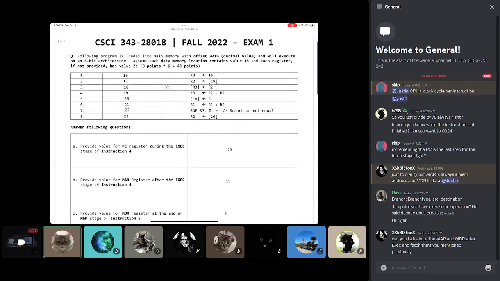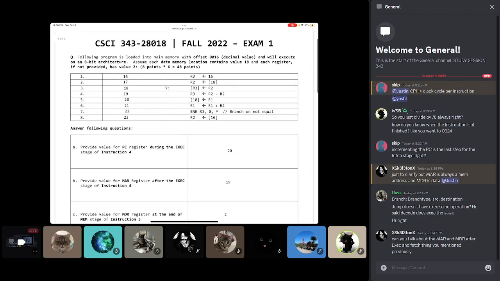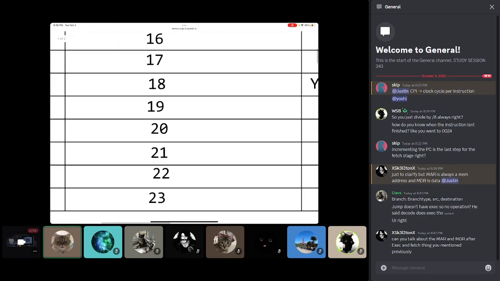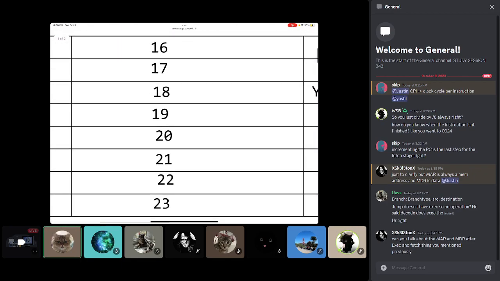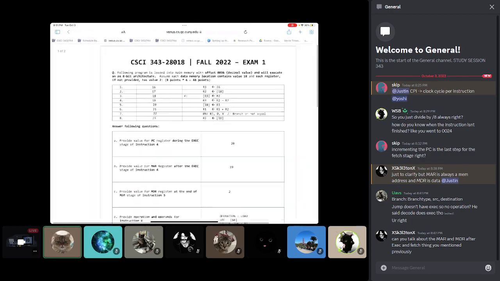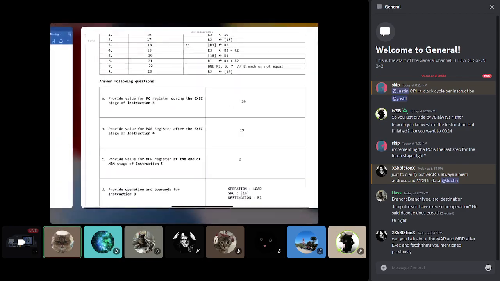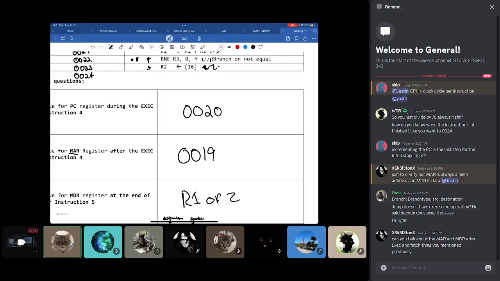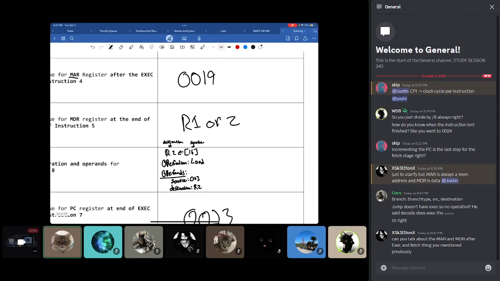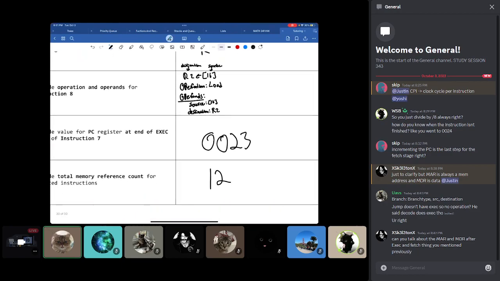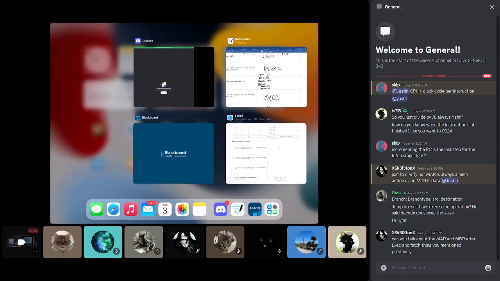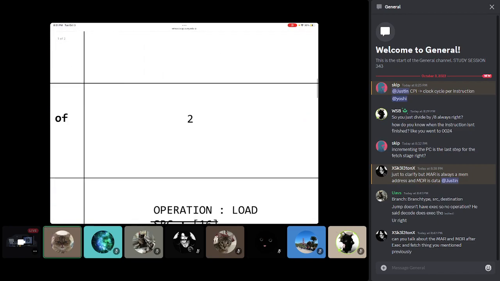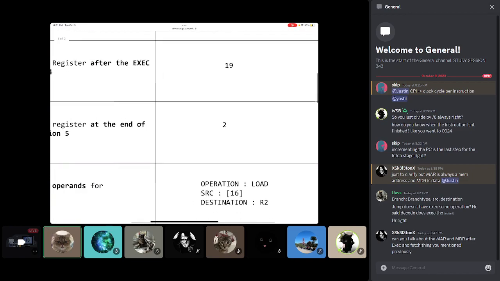Anyways. So, we see here, he increments by 1 on each part because 8 divided by 8, that's 1. And let's look at his answers. He does 20 and 19. 0, 0, 2, 0, 0, 0, 1, 9, that's the same thing. And then our answer was R1 or 2. He just put 2, so I would just go with 2.